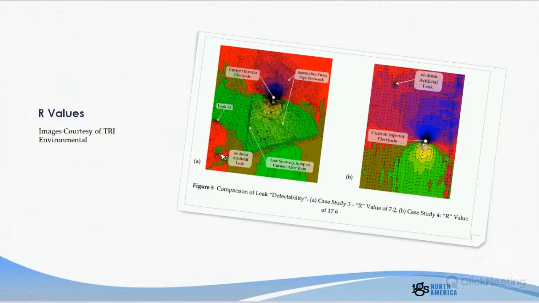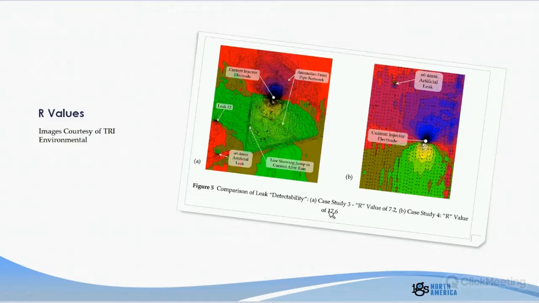Each one of these little tick marks is like 10 feet, so 10, 20, 30. You can see that artificial leak from about 30 feet away. This is the exact same artificial leak at a different site, and you can only see it about 8 to 10 feet away. But the R value that was calculated for the site on the left was 7.2, while the R value on the right was 17.6. And you think, how can that be?